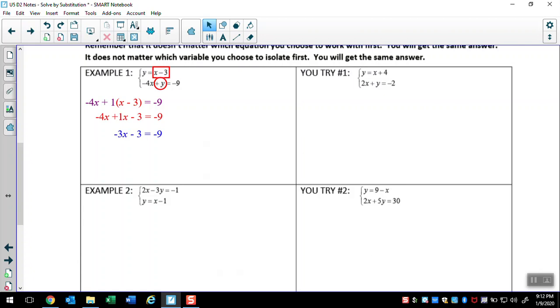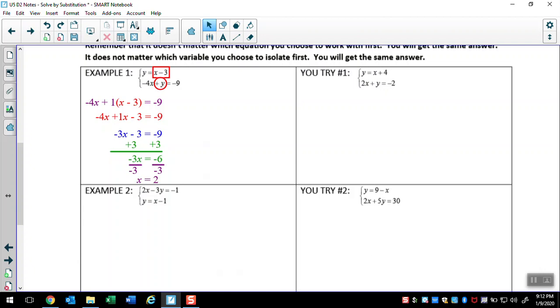Now, to solve this equation for x, I'm now going to add 3 to both sides. 3's cancel out. We're left with negative 3x equals negative 6. And now to solve for x, I can divide both sides by negative 3. And we are left with x equals 2.